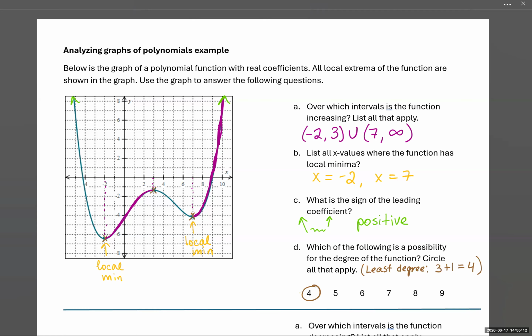So we'll circle 4. But really, after we determine the smallest degree or the least degree of the function, every other even degree is a possibility. So 6 is also a possibility for this graph, and 8 is a possible degree for this graph.